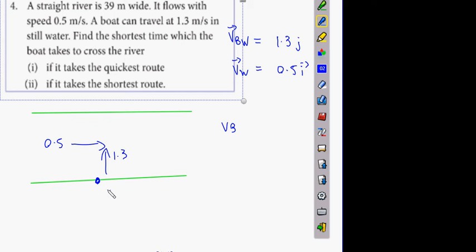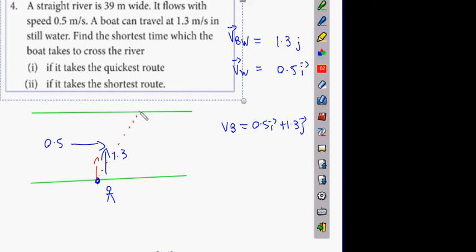So the actual velocity of the boat is what, guys? To the person observing on the bank, how fast is the boat actually going? It's going 0.5i plus 1.3j. You will actually see, although the boat is aiming across, the river's dragging it down, and what it sees is going in that direction there. Is that alright?